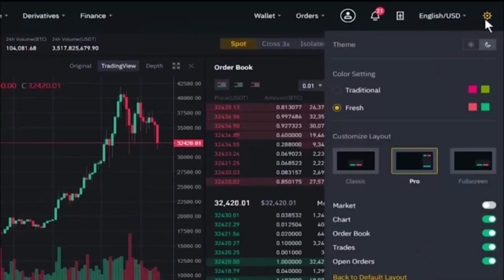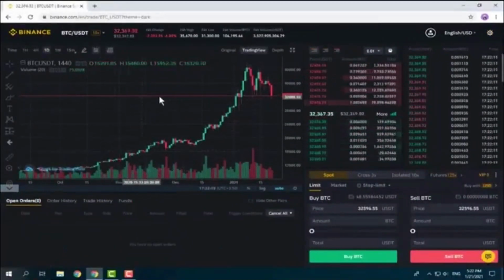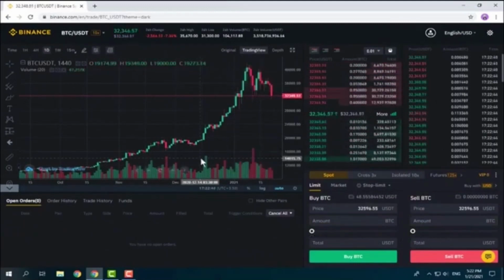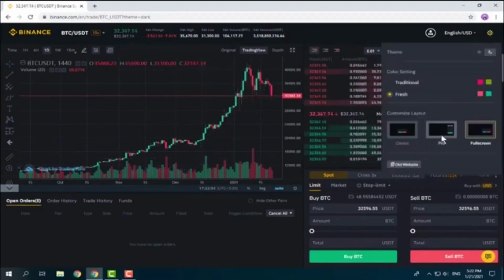We have another layout which is named full screen, which is somehow similar to Pro, but the buy and sell orders are here in separate sections and order book and trades here above that. Selecting a layout is actually your personal choice and you must see with which of them you're more comfortable. And in this video, we continue with Pro layout.